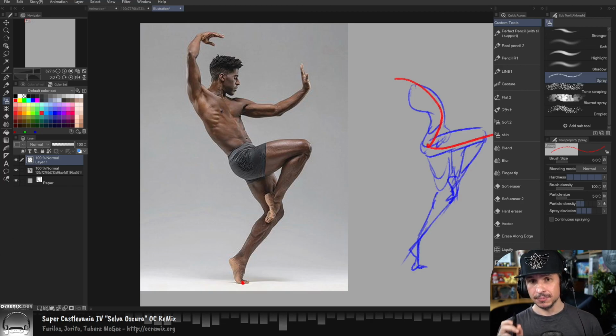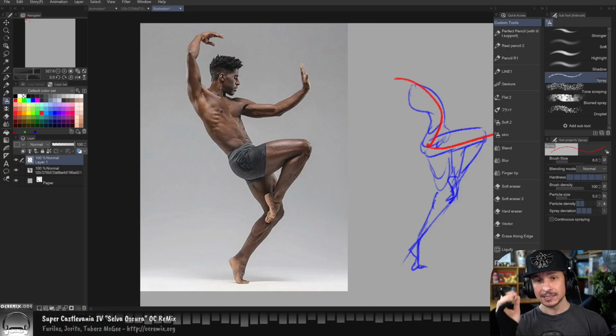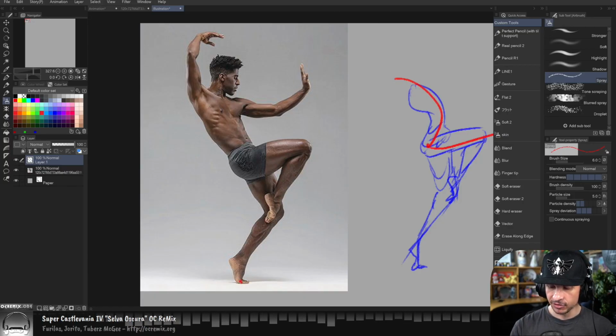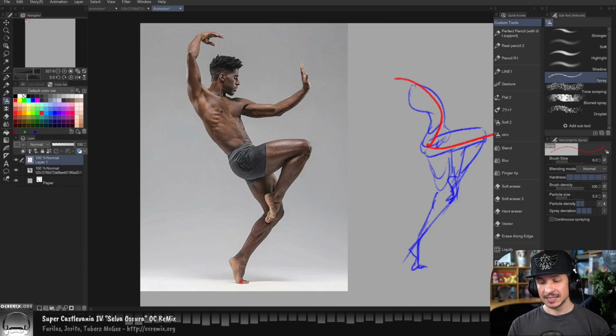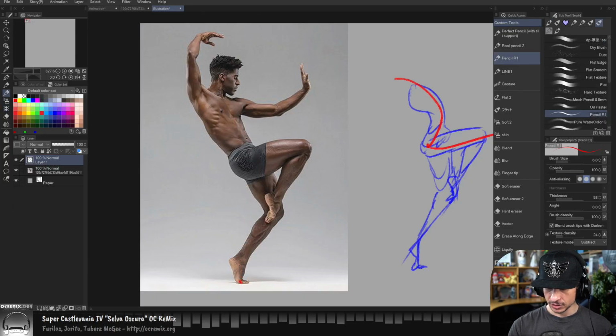So the way you figure out balance is you start from where the character is balancing from. In this case, his foot, and specifically the toes. So I take that and I just draw a straight line up. Make sure I have the right brush. Straight line upwards here. And that's not a straight line. There we go. Straight line up.